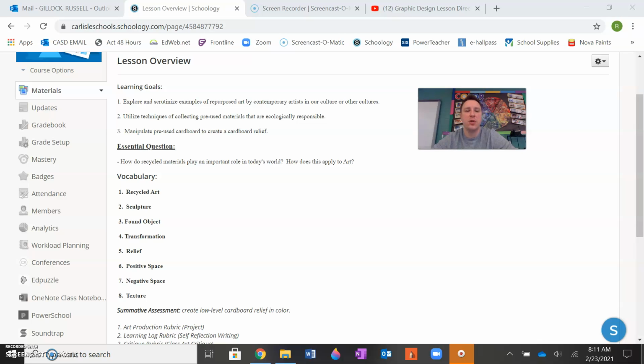And the vocabulary words below are recycled art, sculpture, found object, transformation, relief, positive space, negative space, and texture. All of these words apply directly to your project and are important to think about while actually producing the project itself.